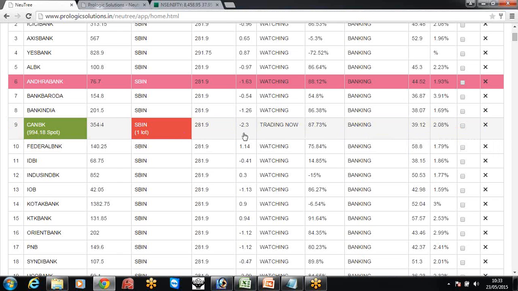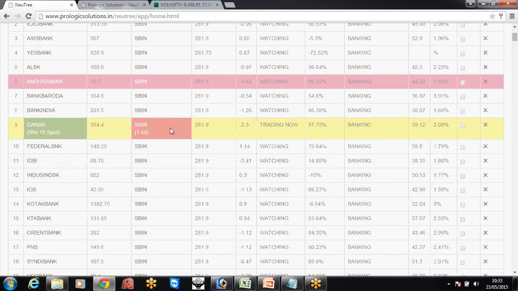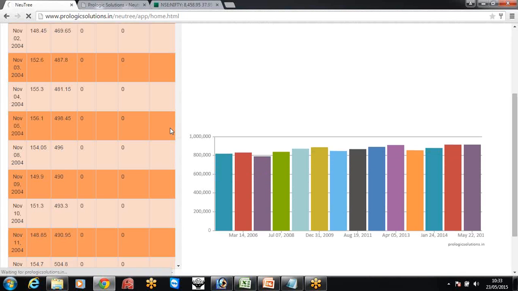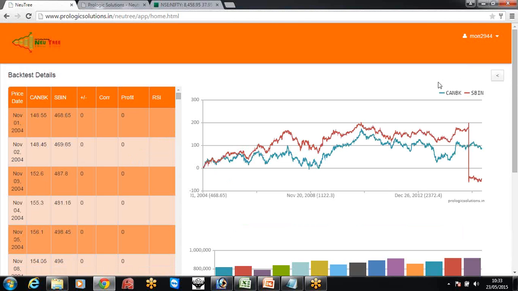So let me just go into this particular trade, Canara Bank. Now you see that the Z score is 2.3. This is the price at which SBI closed yesterday. You have something called trading now. Banking 39% to 2.08%. Once I click on this particular pair, I'll get the on-demand calculations. So this is the on-demand calculations. This is how it looks.